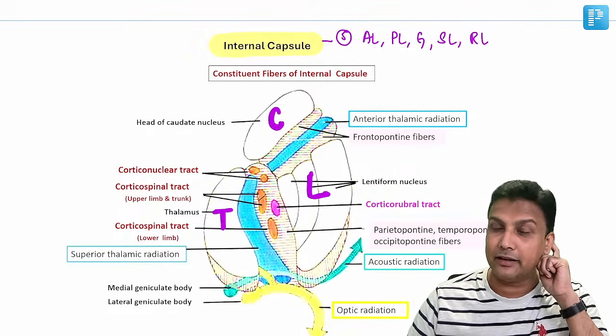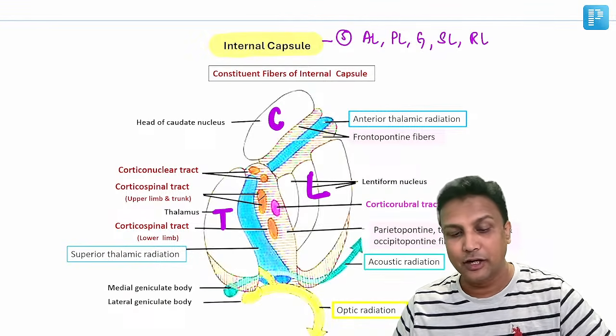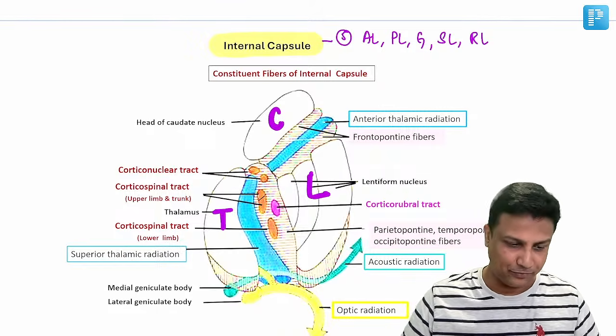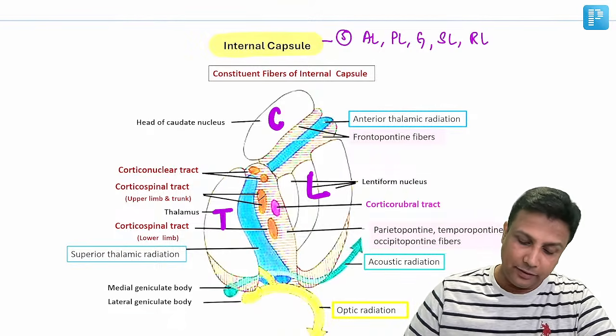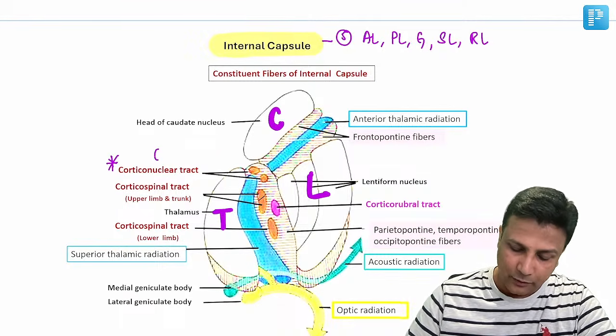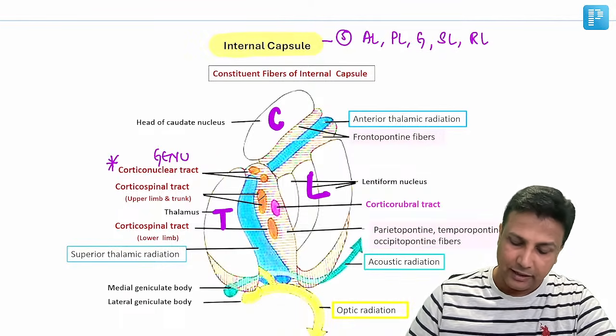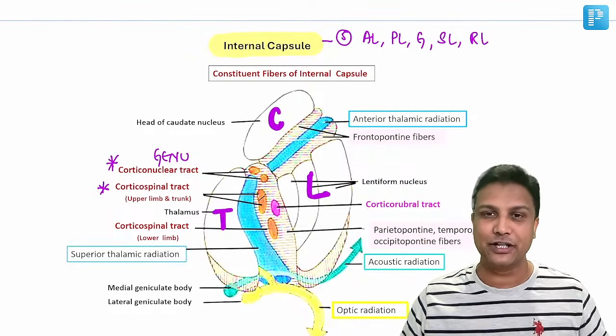Now the most important thing that you have to learn for your exams is what are the tracts which are going to pass through the internal capsule. Number 1, through the genu. Through the genu, remember, there will be the corticonuclear tract passing. This is the one which is going to pass from the genu part here, and the corticospinal tract, you can very clearly see, is going to pass through the posterior limb.